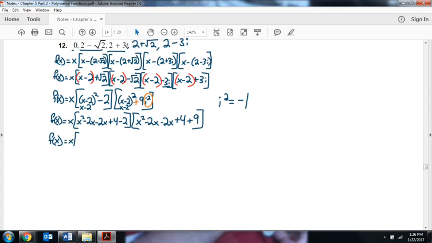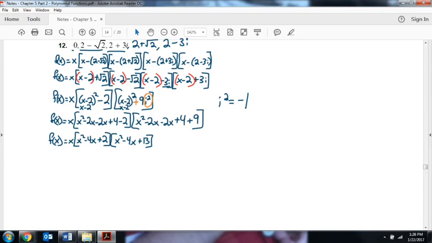So, here we go. Let's combine this one to the left. We got x squared minus 4x plus 2. And on the right side, we've got x squared minus 4x. 9 plus 4 is 13. Cool.